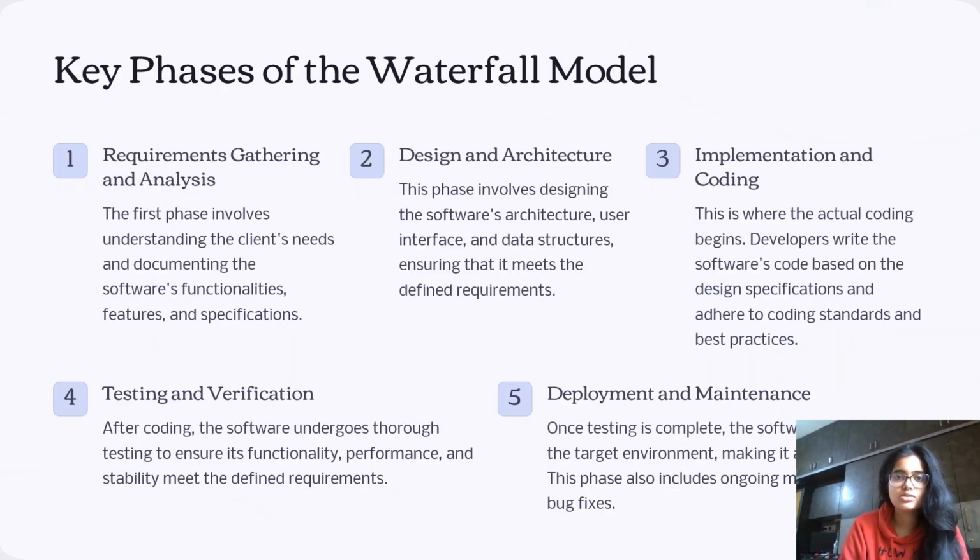Coming to key phases of the waterfall model, the first one is requirements gathering and analysis, which means the first phase involves understanding the client's needs and documenting the software functionalities, features, and specifications. Second is design and architecture. This phase involves designing the software's architecture, user interface, and data structures, ensuring that it meets the defined requirements.